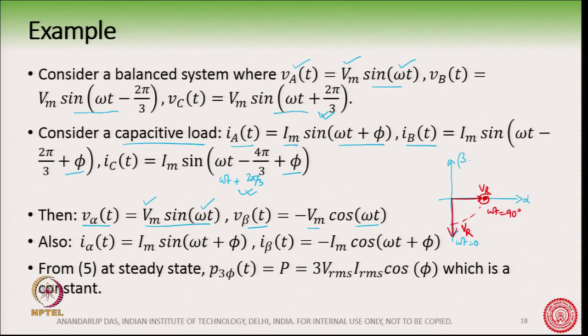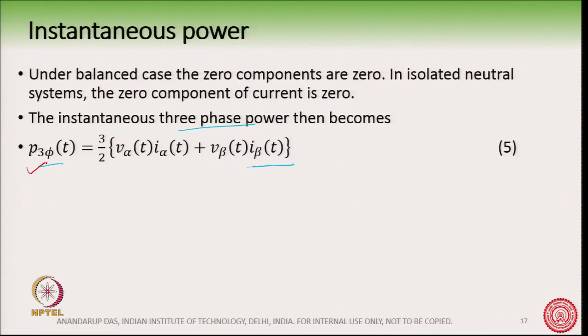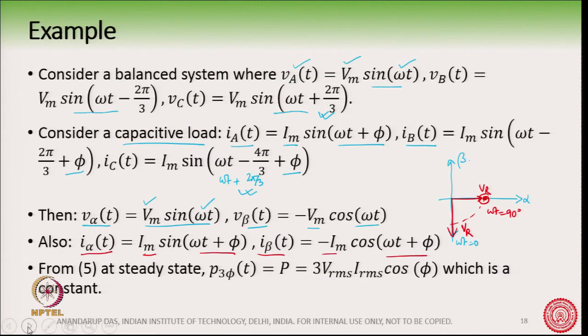So, we can similarly do this for the current. I can find out I alpha t and I beta t. We can do the mathematics or put it into the matrix. I will get Im sin omega t plus phi and minus Im cos omega t plus phi. Then I go back to the equation of P 3 phase t, which is equation number 5, and I substitute these values there.